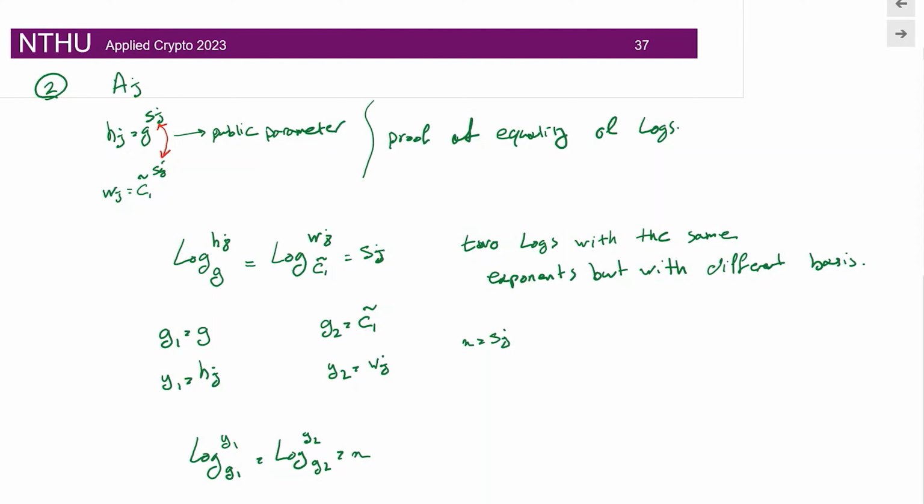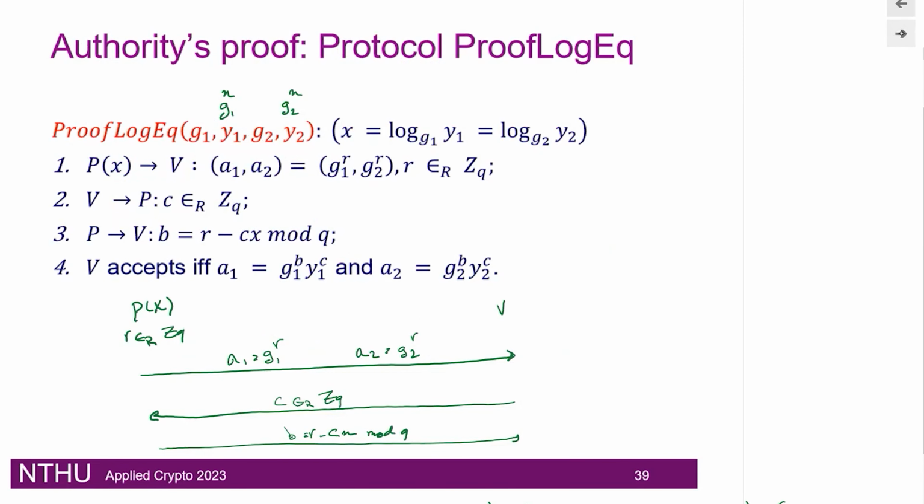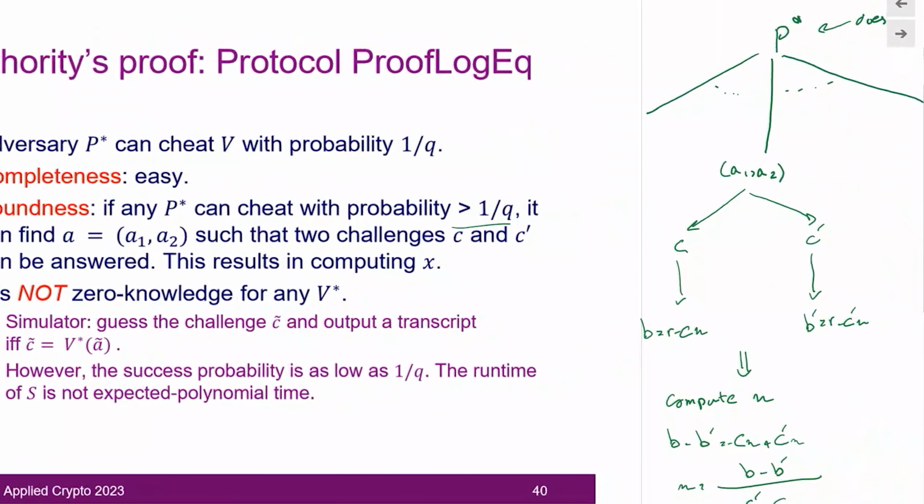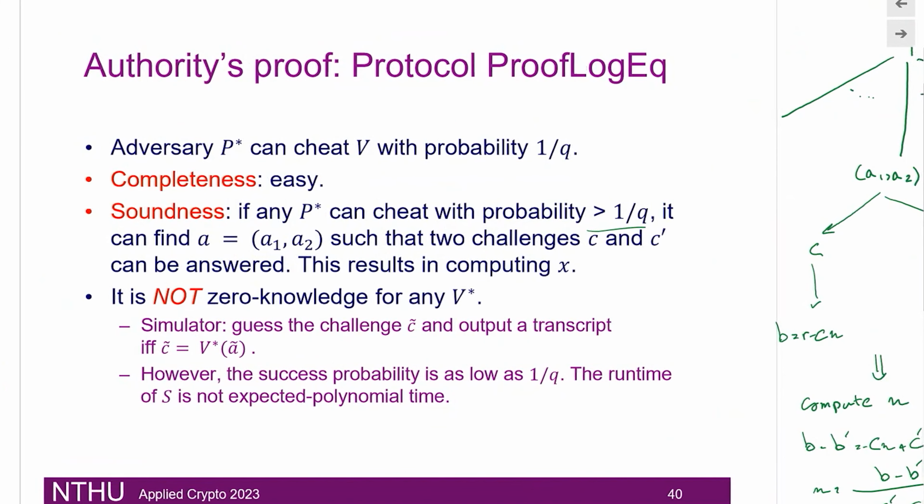Ideally, a dishonest authority shouldn't be able to prove this for us with probability more than 1 over Q. And we showed that if it is more than 1 over Q, this means that we can use this authority to solve the discrete logarithm problem. So it is not possible for him to cheat with probability more than 1 over Q. So we are all the way up to here so far.